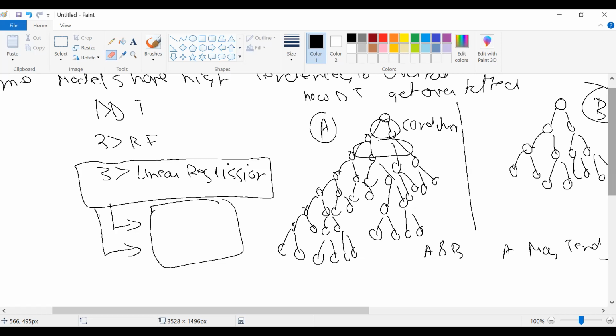So after completing our unsupervised, again we will come back to our supervised and we will see what is ridge, what is lasso. Okay, now let's discuss underfitting.